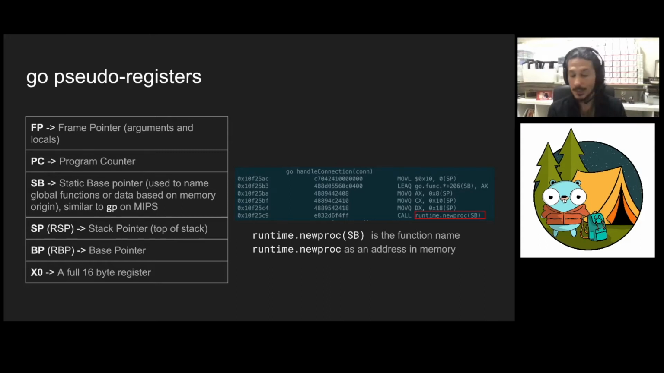So let's continue. There's also the SP register. That's a stack pointer that simply points to the top of the stack. It's the same thing as your RSP, if you have worked with x64 binaries, it just points to the top of the stack. BP is the base pointer, which in typical x64 C and C++ binaries is just going to be your base pointer, and X0 is typically a full 16-byte register.